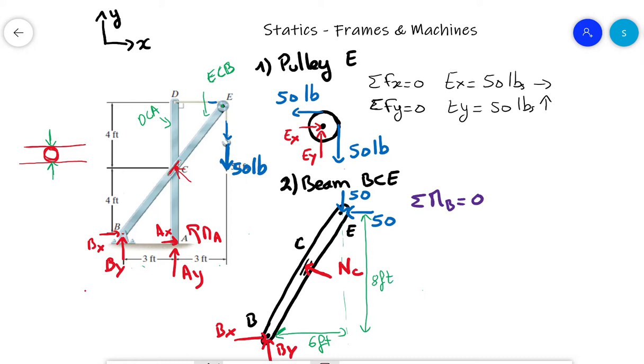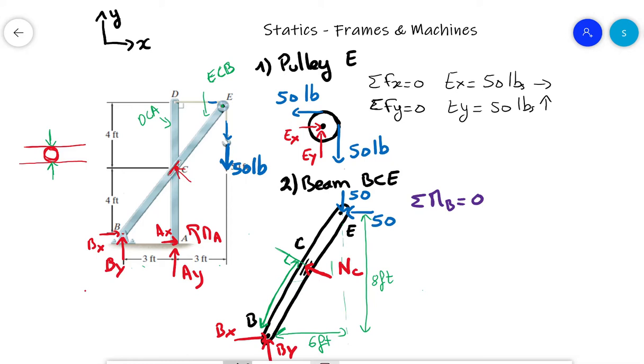Now for NC, there are two options. We can project NC on X and Y, or we can find the perpendicular distance with NC, because NC is perpendicular to the beam, so the distance that we need is this distance there. Okay? Because NC is perpendicular there. So this is perpendicular like this. What is this distance?